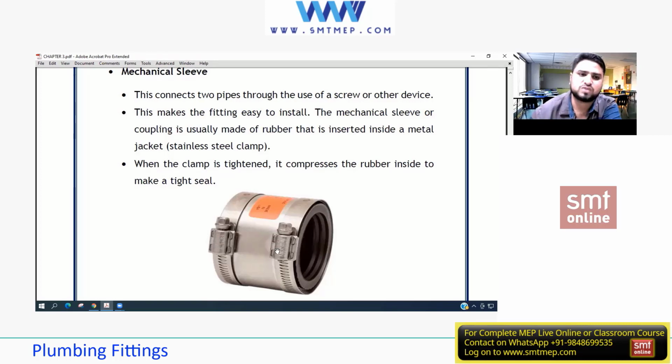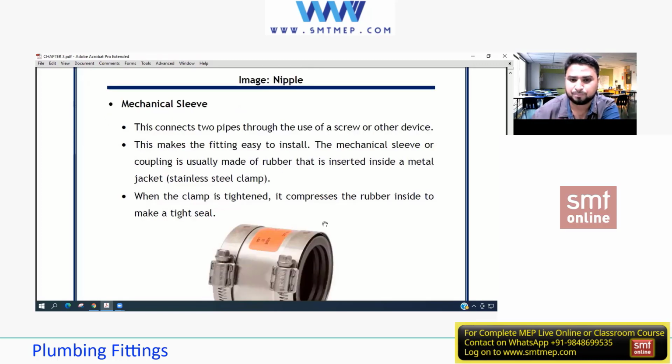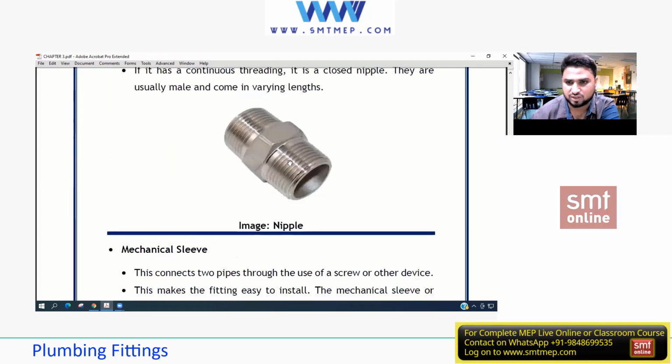Same thing: this connects to the pipe through the use of a screw or a device. One more thing I can say, for example, if there is a cutout, we have this kind of thing in general use. If we get a nipple in the plastic category, we also get it.